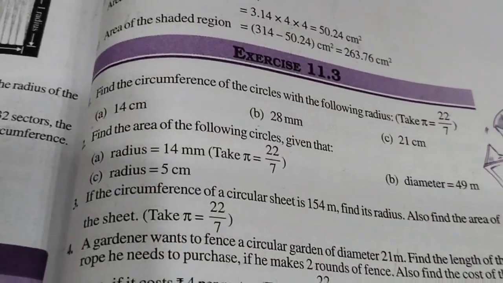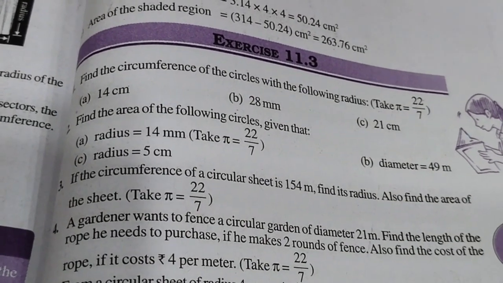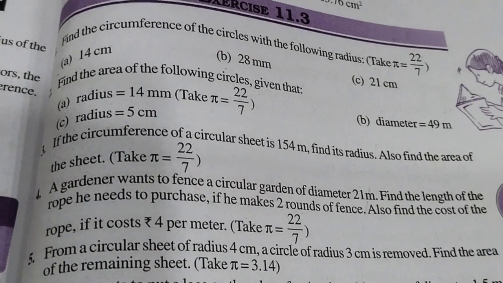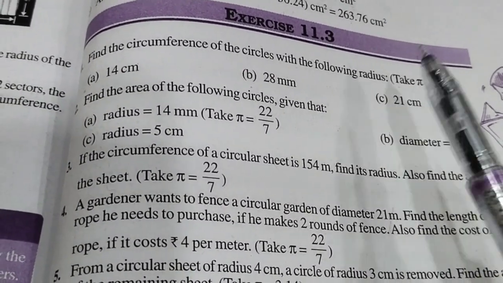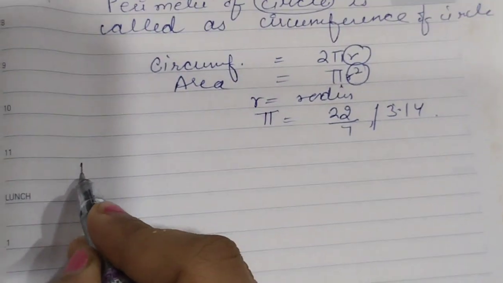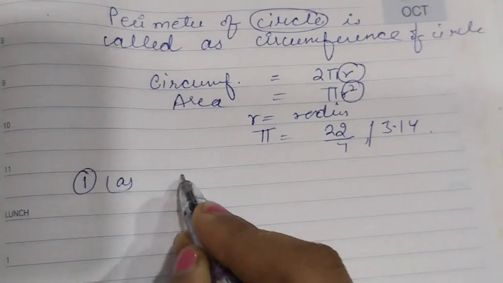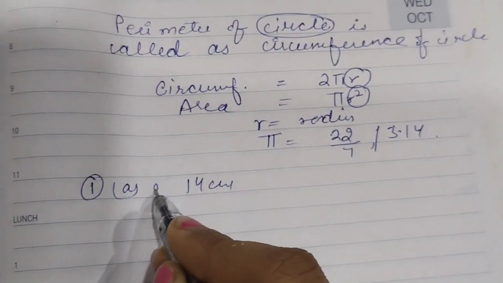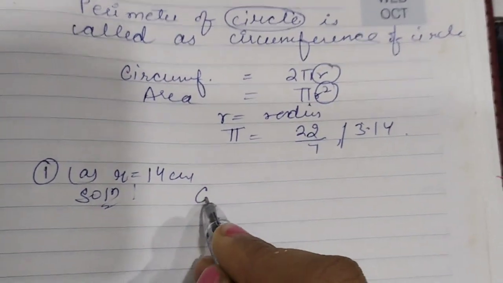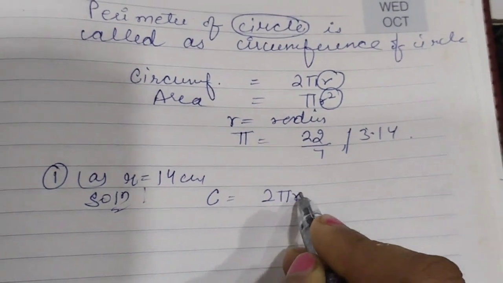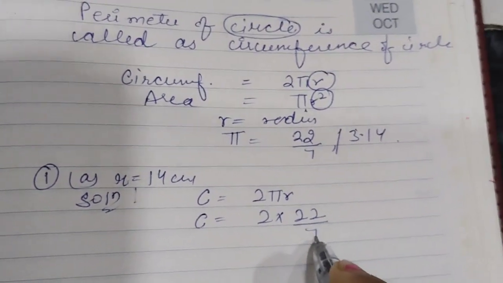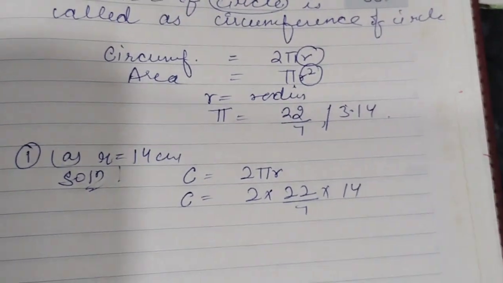First question is, find the circumference of the circle with the following radius. Take pi equal to 22/7. We are given the radius. First radius is given as 14 centimeter. First, A part, r is 14 centimeter. We have to find the circumference. Formula of circumference is 2 pi r. 2 into pi, taken to be 22/7, radius is 14.